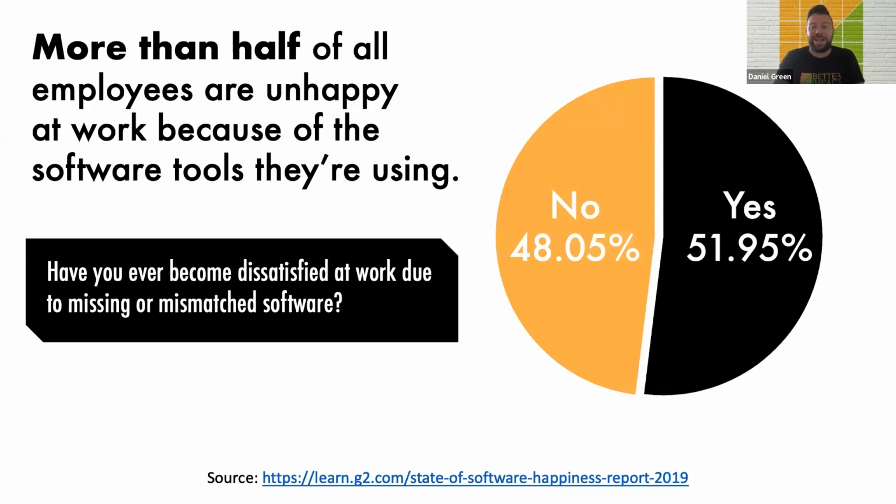This stat, by the way, comes from G2's 2019 State of Software Happiness report. Being provided the right tools to perform the job plays into our level of job satisfaction. When the right tools are not in place, our efficiency and effectiveness decrease. This is one factor that can contribute to our unhappiness in our role.